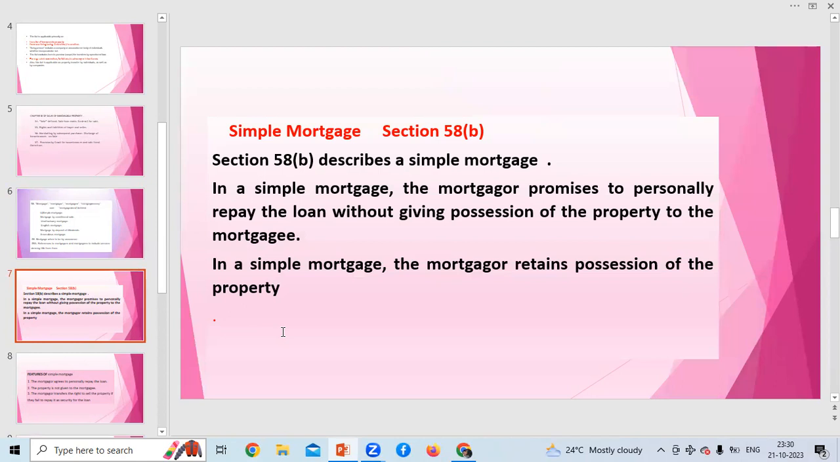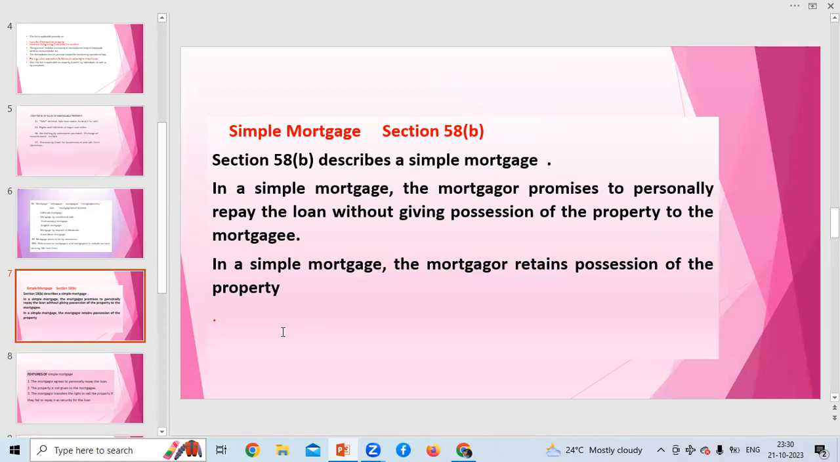Describe simple mortgage as: in a simple mortgage, the mortgagor promises to personally repay the loan without giving possession of the property to the mortgagee. The mortgagee is the person who is giving consideration, or money, or loan amount to the mortgagor, who is the owner. So please repeat and remember who the parties are in every transaction.